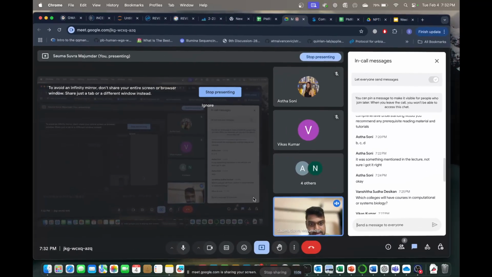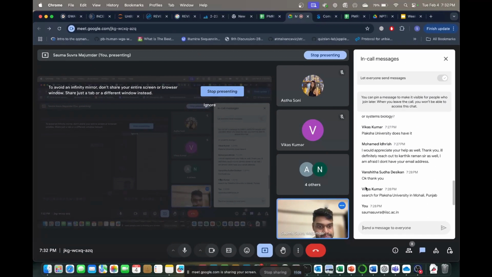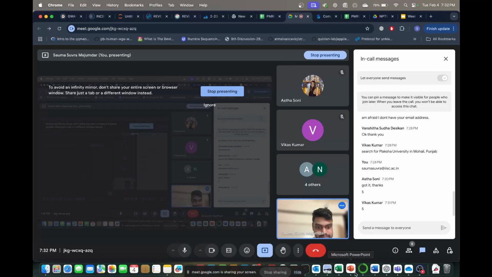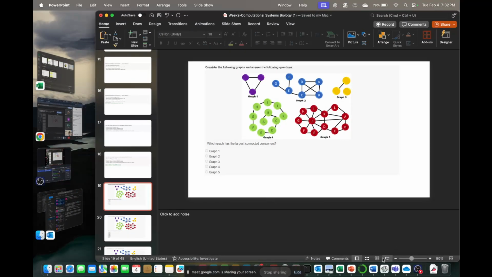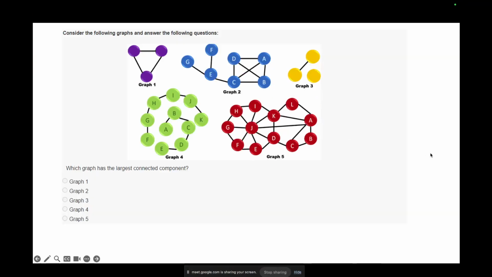Let me just check if there are other comments or not. Yeah, this is correct. So more number of cliques here. Cliques are the smallest connected component, which is three nodes connected to each other. So this has the most number of these small connected components. So these are known as cliques.